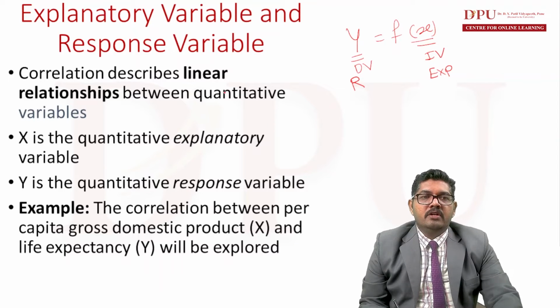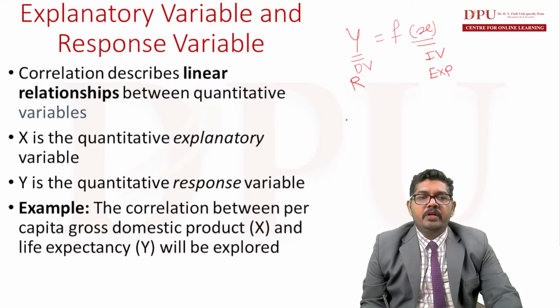Correlation describes a linear relationship between quantitative variables. X is the quantitative explanatory variable. So x is the explanatory variable and y is the response variable. X is also called the independent variable, y is also called the dependent variable.